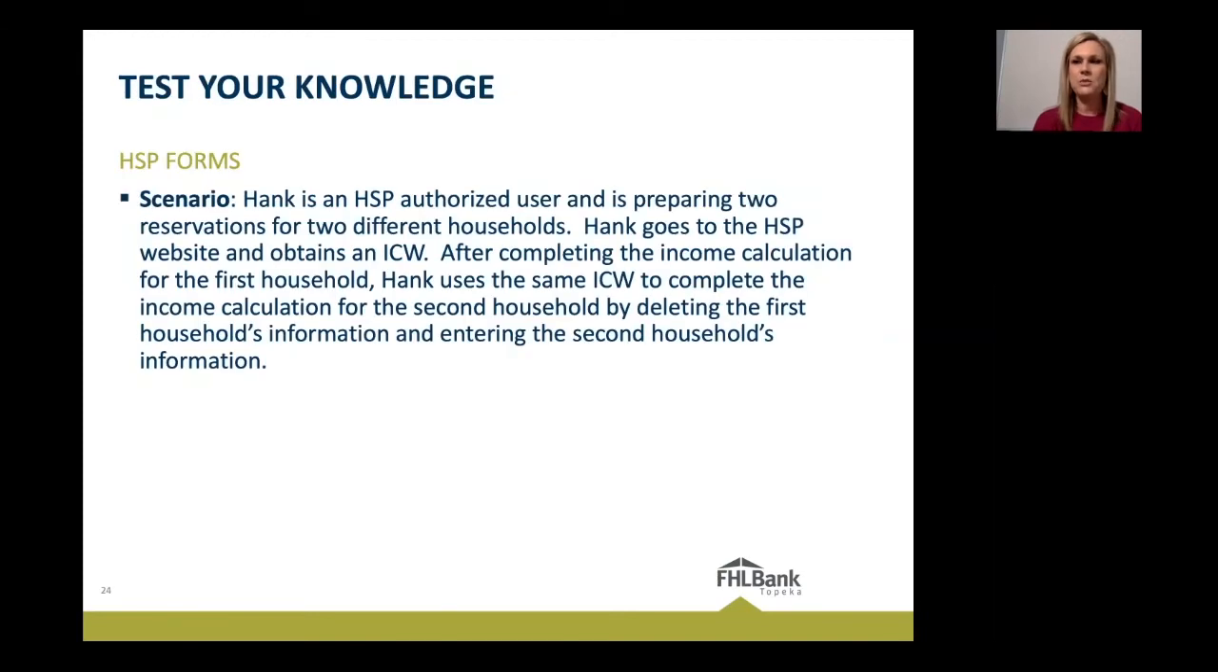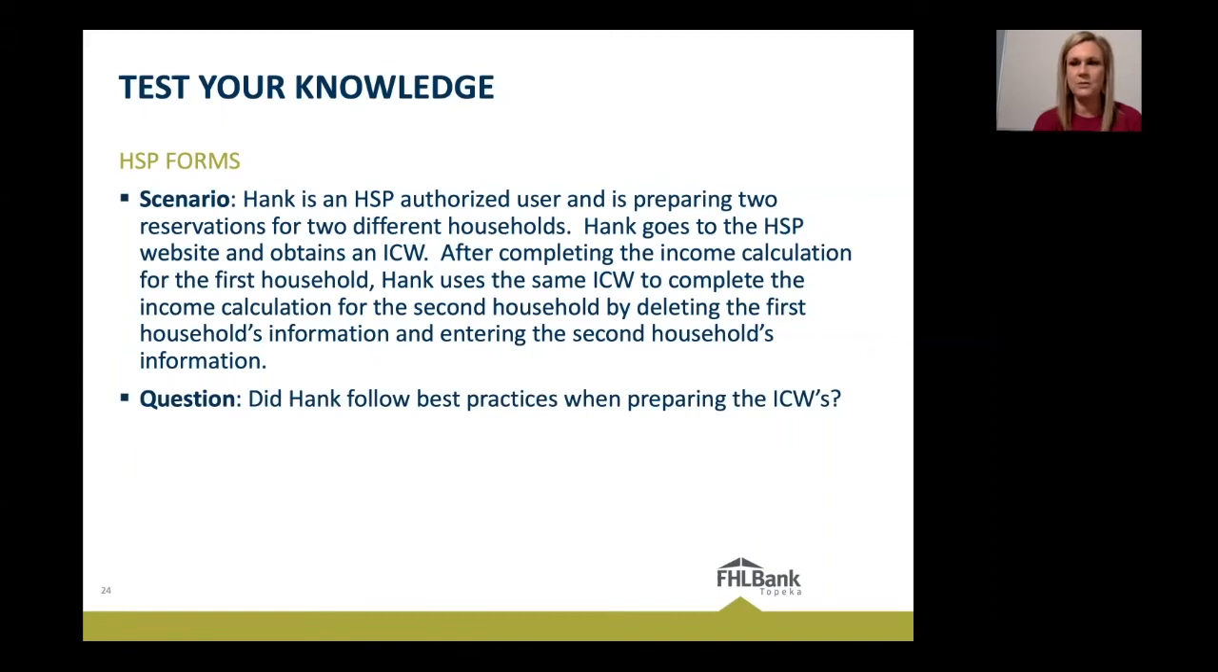Hank is preparing 2 reservations for 2 different households. Hank obtains an ICW from the HSP website. After completing the income calculation for the first household, Hank uses the same ICW to complete the income calculation for the second household by deleting the first household's information and entering in the second household's information. Did Hank follow the best practices when completing the ICWs?